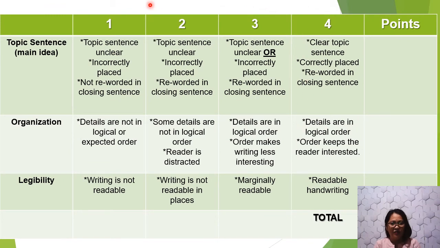Okay, class, I want you to consider these rubrics in answering learning task 2. For the first category, which is the topic or main idea, 4 is the highest points following these guidelines, and then 3, 2, and the lowest point is 1. For the next category, which is organization, again, 4 is the highest points, followed by 3, 2, and lowest is 1. And the last category is legibility. 4 is the highest score, followed by 3, 2, and the lowest score is 1.